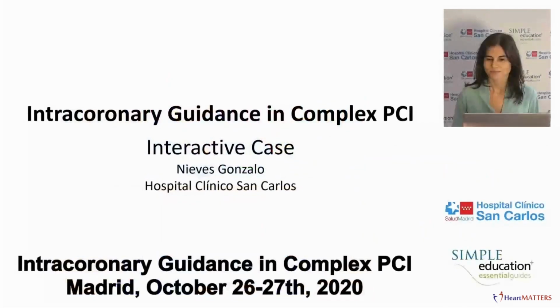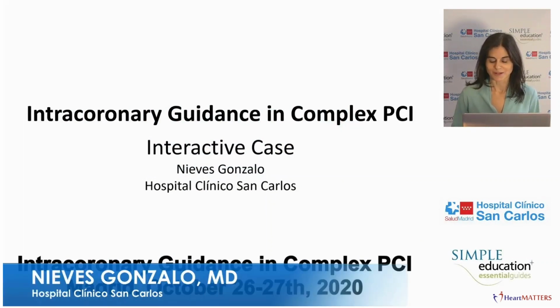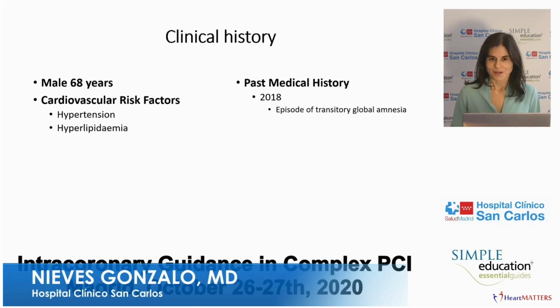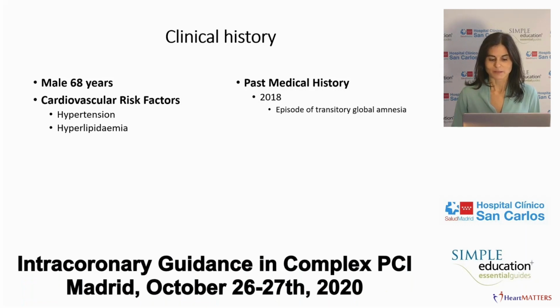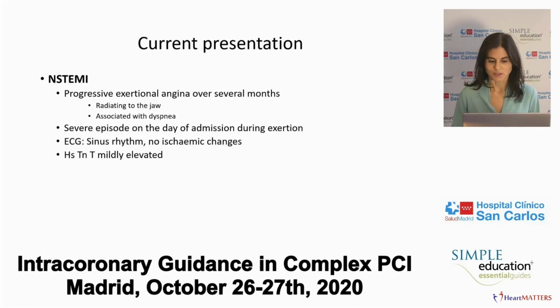Hello, good morning, and welcome to Hospital Clínico San Carlos. I'm going to share with you this interactive case. Our patient was a 68-year-old male with some risk factors, no significant past medical history, and the presentation was as a non-ST elevation myocardial infarction. He had progressive exertional angina over several months, but he had a very severe episode on the day of admission during exertion.